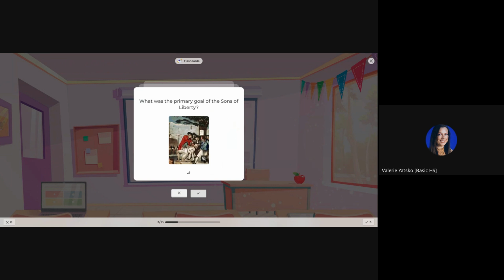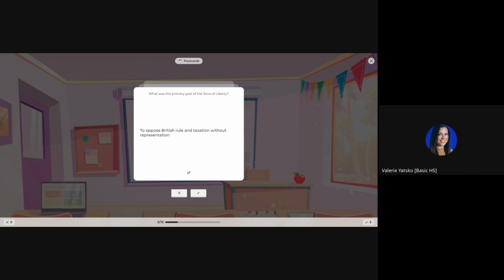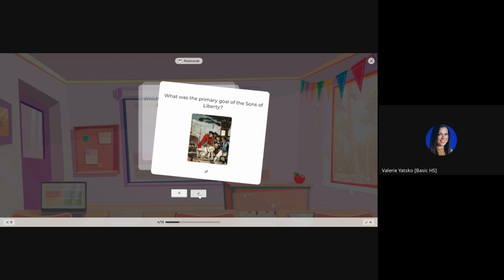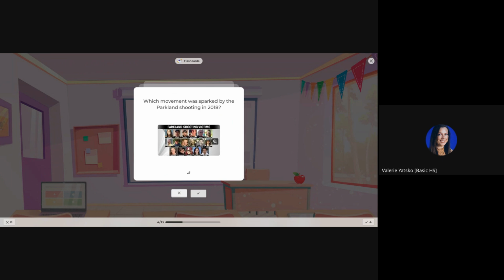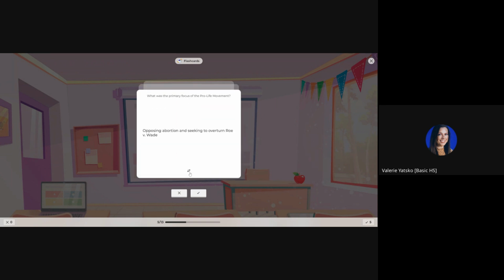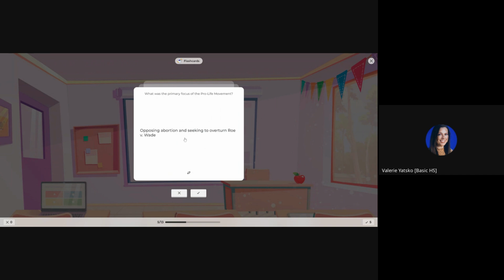What was the primary goal of the Sons of Liberty? They opposed British rule and taxation without representation. Remember, they said if you were not represented in Parliament, it was unfair to tax us. Which movement was sparked by the Parkland shooting in 2018? That would be March for Our Lives. What was the primary focus of the pro-life movement? Opposing abortion and seeking to overturn Roe v. Wade.